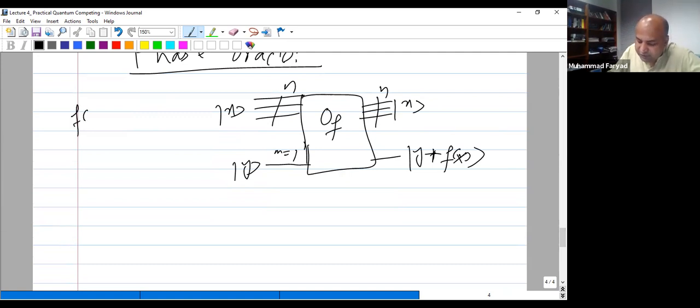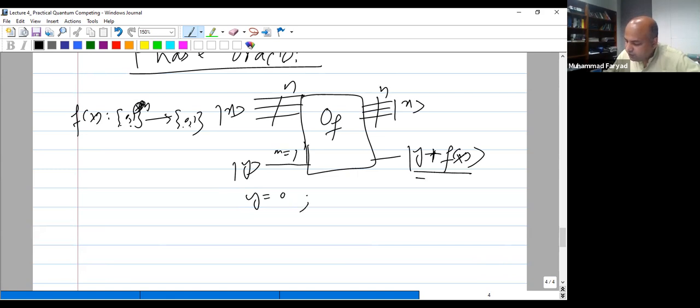So this f of x is a one bit output. This f of x goes from 0, 1 to the n, the n bit input containing 0, 1, to just 0, 1. So for example, this is a function that takes as input an n bit string of 0s and 1s and gives at the output only one bit of either 0 or 1. So it means this f of x at the output is only one bit, either 0 or 1. So in this case, if I make this y 0, what would this output be?